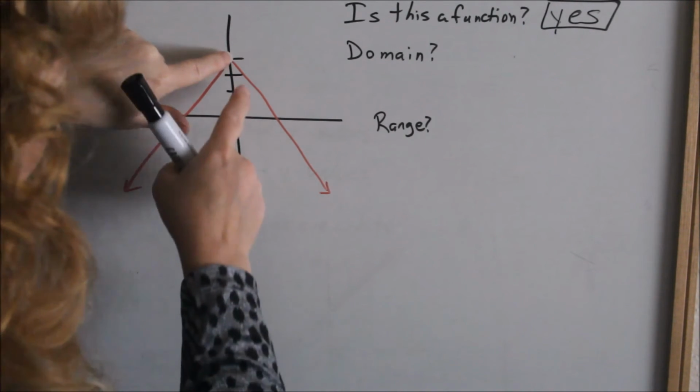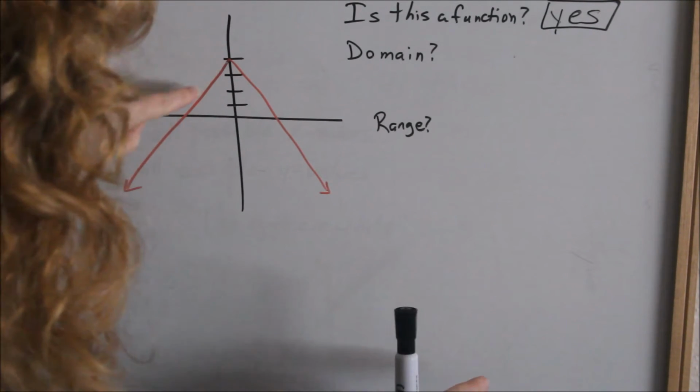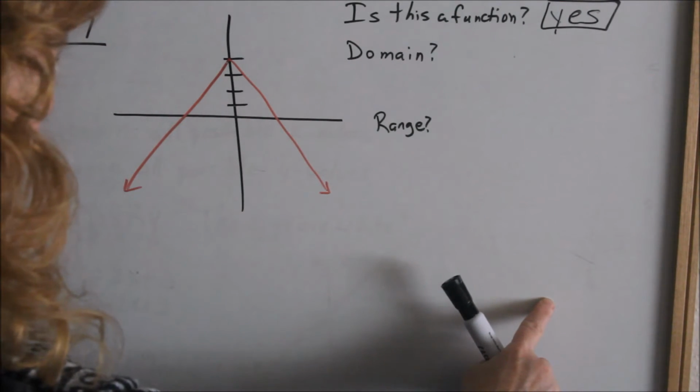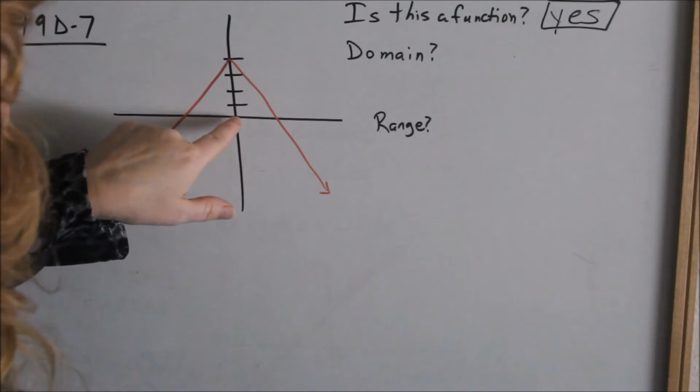So this graph starts here and it goes this way, and it's going to just keep widening out, widening out, widening out as you go, both ways. It's widening out in both x directions. So here we're starting at 0. We can have 0 as an x-coordinate.